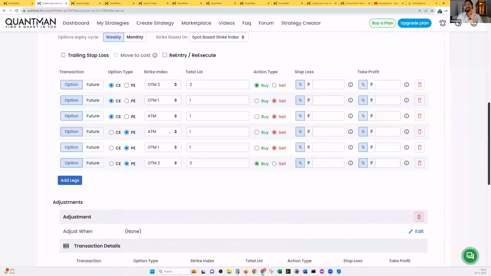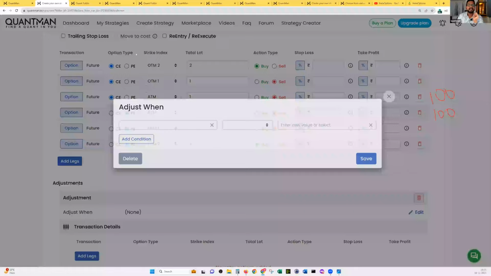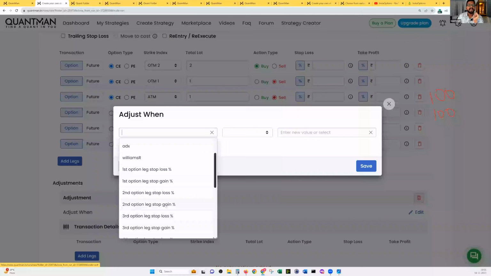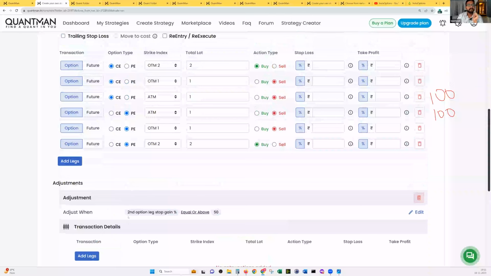Okay, so now I just put it over here. I just sold it at 100. So what I say is, if my third leg, the ATM call option, has stop gain equal to 50%. Okay. My second leg stop loss gain is equal to 50%.